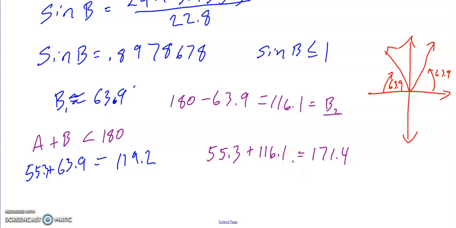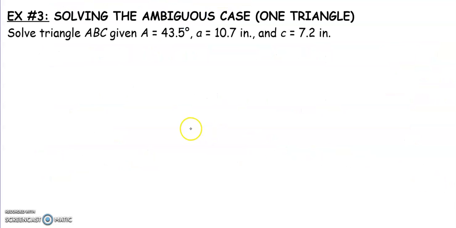Because what we're going to see in the next example, which I'm going to do with you, is that if you turn the page and look, you can see that there's going to be one triangle only for this side. And we're going to do that in our next video.